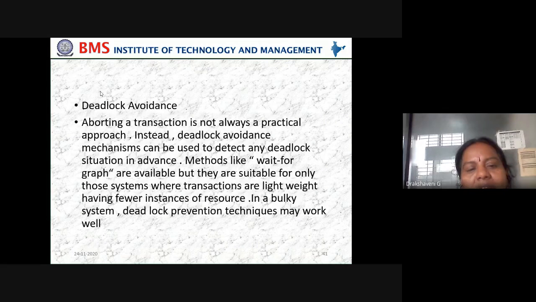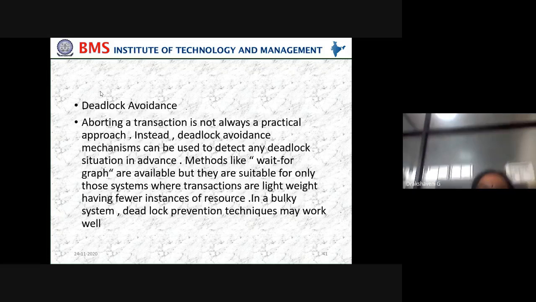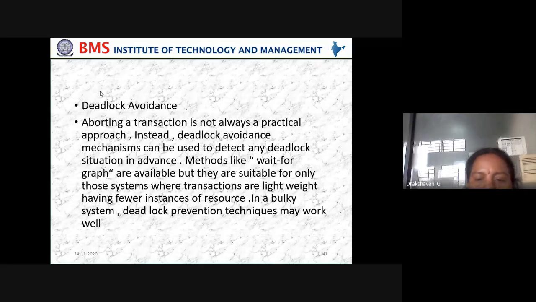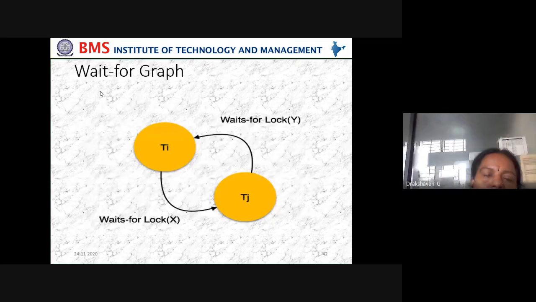Methods like wait-for graph are available, but they are suitable only for those systems where the transactions are lightweight, having fewer instances of resource. If it is a bulky system, a deadlock prevention technique may work well. So that's what you can see here.